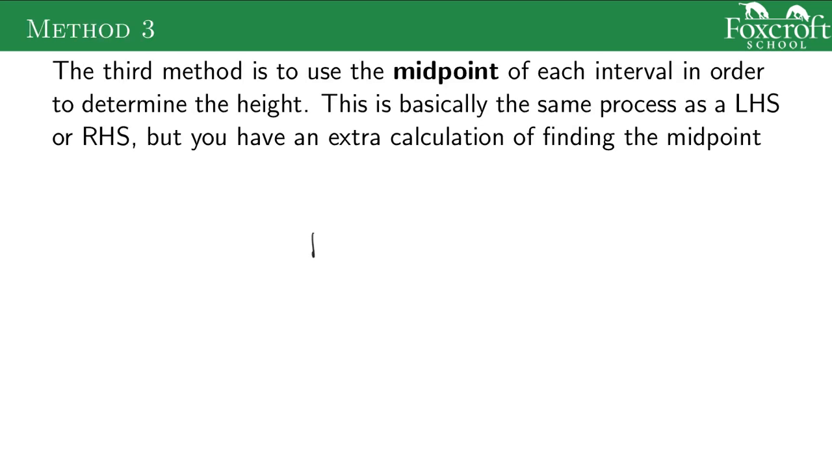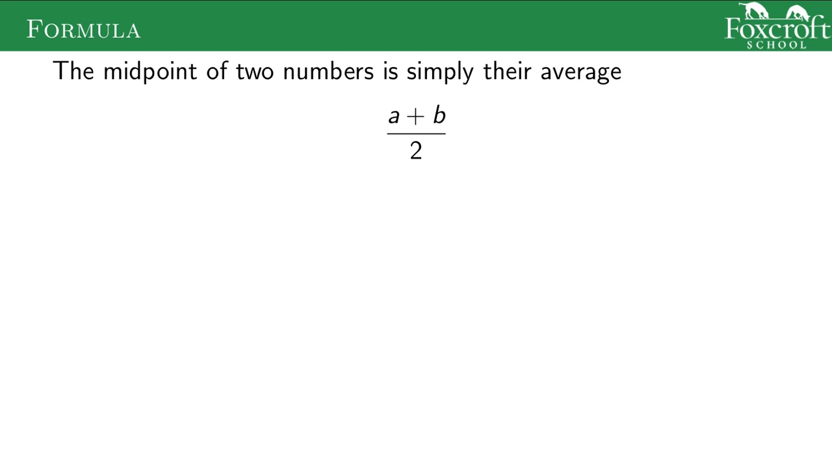So if we have this interval, instead of using the left or the right, we're going to use the midpoint of each interval to determine our height. It's basically the same as the left and right hand sum, but you just use the midpoint of the interval. So it's kind of one extra calculation you have to do. So how do you find the midpoint? Midpoints are just the average of two numbers. So add up the two numbers and divide, or just know what the middle of two numbers is.